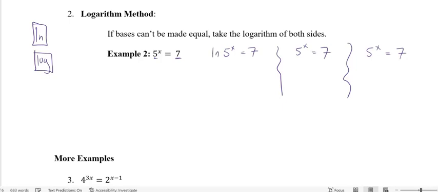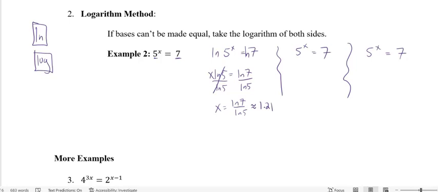I usually take the natural log. I use the property that brings the power down. x times the natural log of 5 equals the natural log of 7. Divide both sides, and I'm done. All right, that's my exact solution, ln 7 over ln 5. And if I take a second to put that in my calculator, I get about 1.209, and I'm going to round that to 1.21.